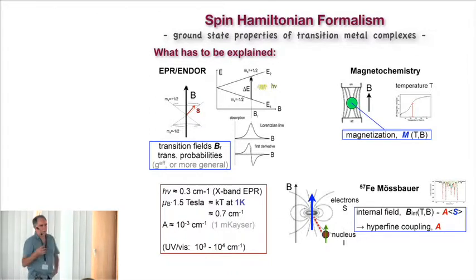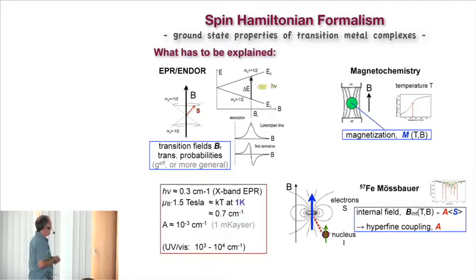In order to imagine what is the task, I have here some comparison of energies. In the typical so-called X-band EPR experiment, we have radiation with a microwave quantum of about 0.3 wave numbers. Very small compared to the energies which you can calculate. Another rule of thumb: 1.55 Tesla times mu Bohr corresponds to a thermal energy of 1 Kelvin. Pretty small. So magnetic Zeeman interaction is a weak interaction.